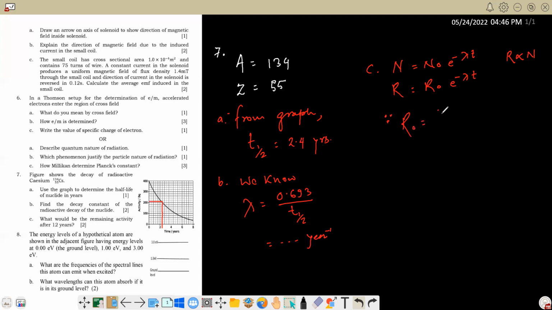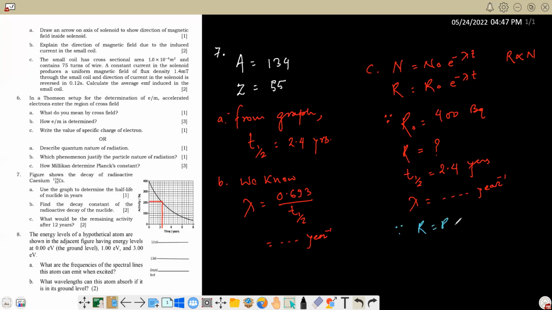So R naught equals 400 becquerel. Okay, Bq. So we have to find the value of R after 12 years. Okay, how many years are there? Altogether 12 years. So the half-life is 2.4. How many half-lives have passed can also be found from a formula. Otherwise we have a general relation, this one, T half equals 2.4 years, and you have already calculated lambda. This is per year.